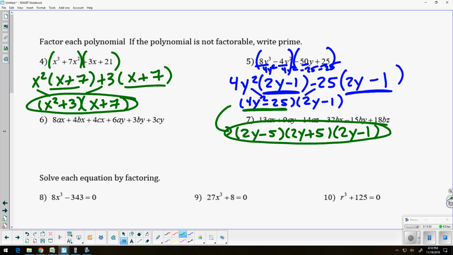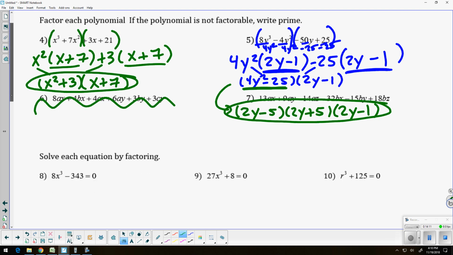Okay, so even once you think you're done, just double check one last time. Can I do more? Is there more that can still be factored? Okay, so we're not going to do 6 or 7. We're not going to give you anything quite this crazy anyways. You won't see anything like this in the future, so I'm not going to worry about those. But moving on to now actually solving by factoring.